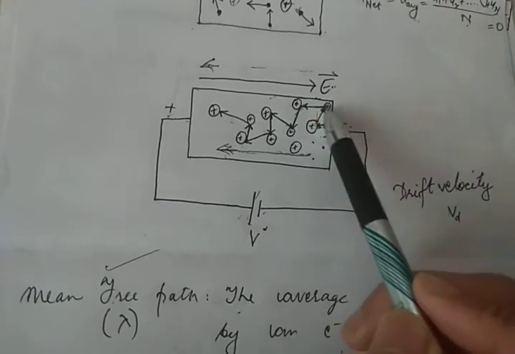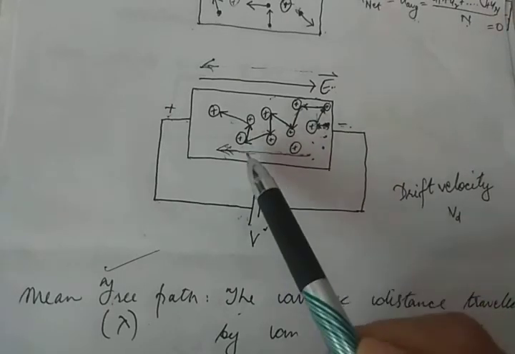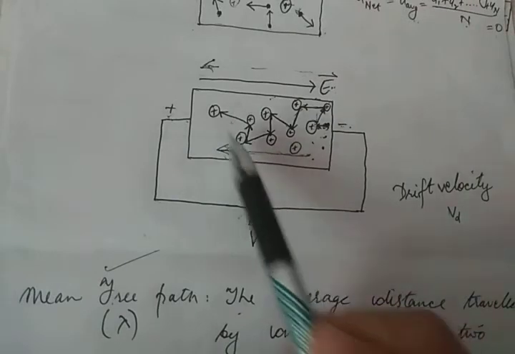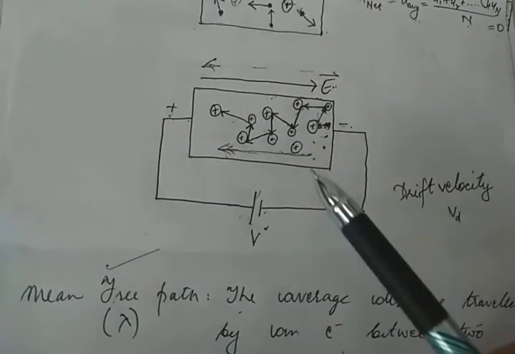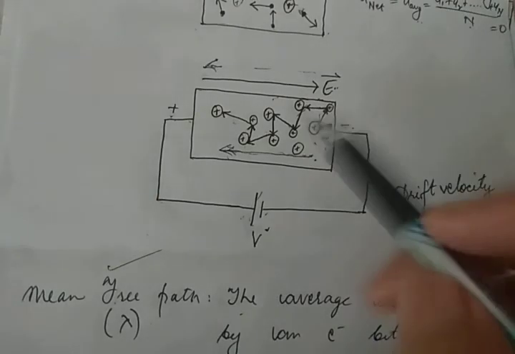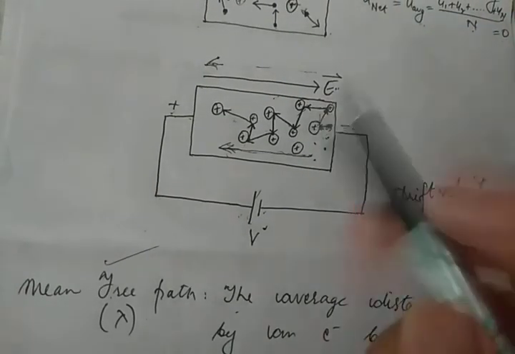So see, between different collisions the distance the electron travels could be different. Could be different, more, less distance traveled here, more distance traveled here. Are you understanding?